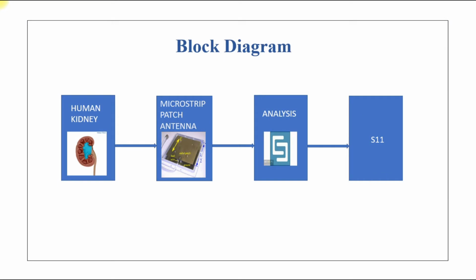So now the block diagram is here. We have the kidney stone in a human kidney. Here I am showing the actual diagram of a kidney, but in the software we are designing a circular kind of model. Consider this to be the kidney model, and we are using a microstrip antenna, a novel design, not this one. I will show that antenna later. We do the analysis, and then we get the reflected signal, that is called S11. That is how the flow of the project goes on.